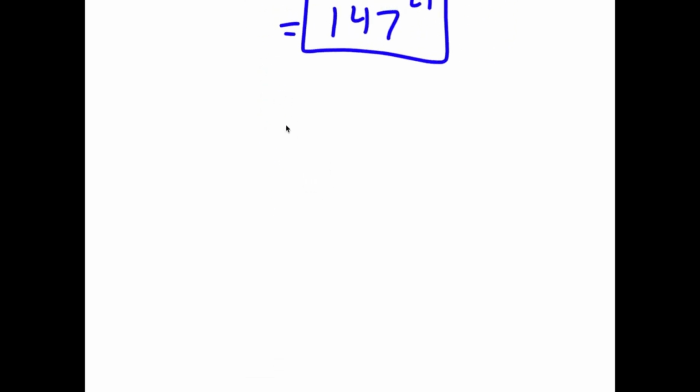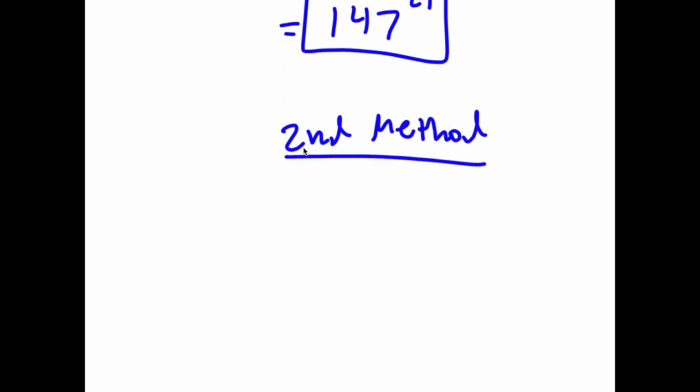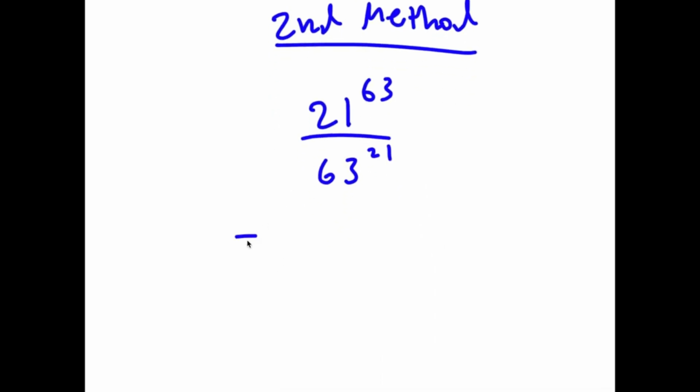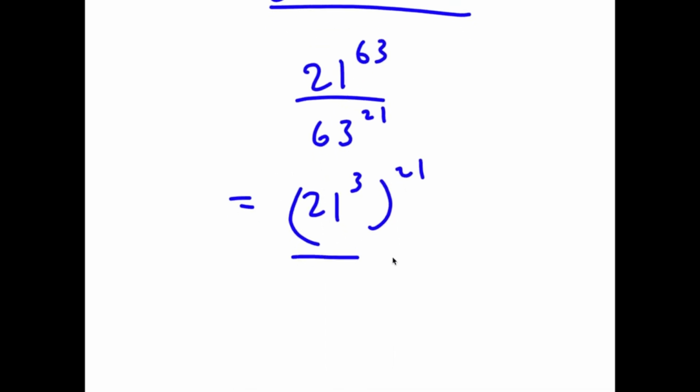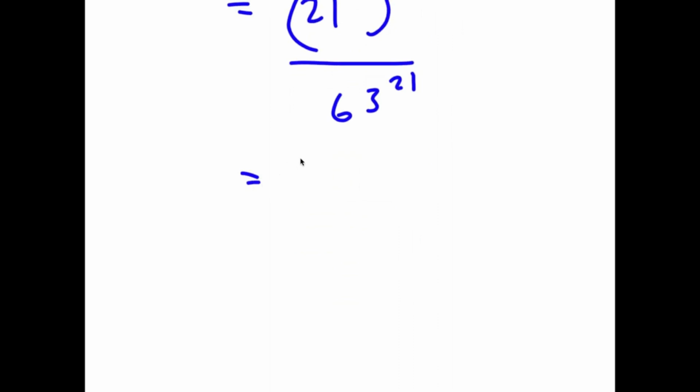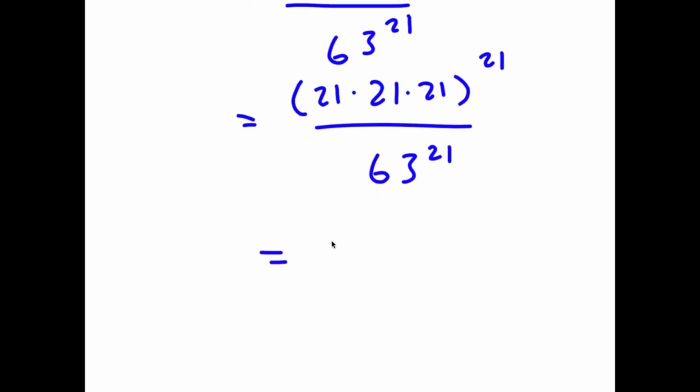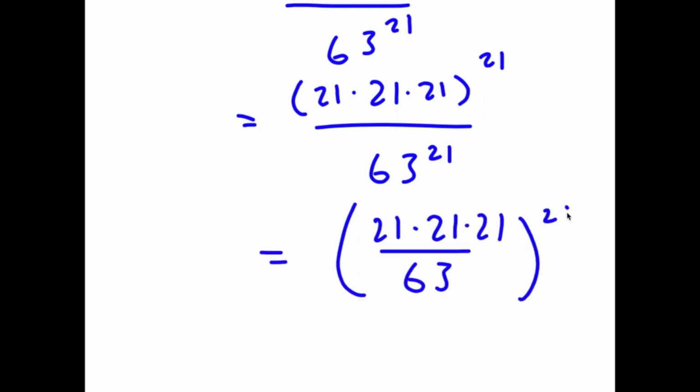Now I actually have a second method of solving this problem. So again, I first start with 21 to the power of 63 over 63 to the power of 21. Now this time, I'm going to rewrite 21 to the power of 63 as 21 cubed to the power of 21. Now I have this over 63 to the power of 21. And now this is equal to 21 times 21 times 21 to the power of 21 over 63 to the power of 21, which is equal to 21 times 21 times 21 over 63, all to the power of 21.